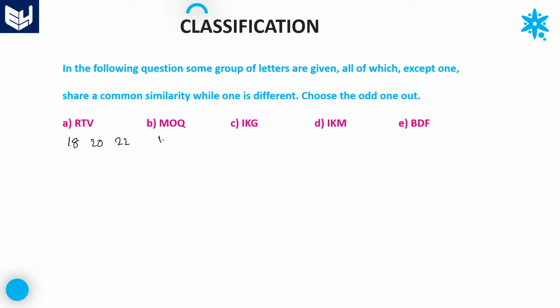Now, M is equal to 13, O is equal to 15, Q is equal to 17. I is equal to 9, K is equal to 11, G is equal to 7. Next, I is equal to 9, K is equal to 11, M is equal to 13. And again, B is equal to 2, D is equal to 4, and F is equal to 6. Now you will get the logic easily. From here to here, plus 2, plus 2. 13 plus 2 is 15. Again 15 plus 2 is 17.